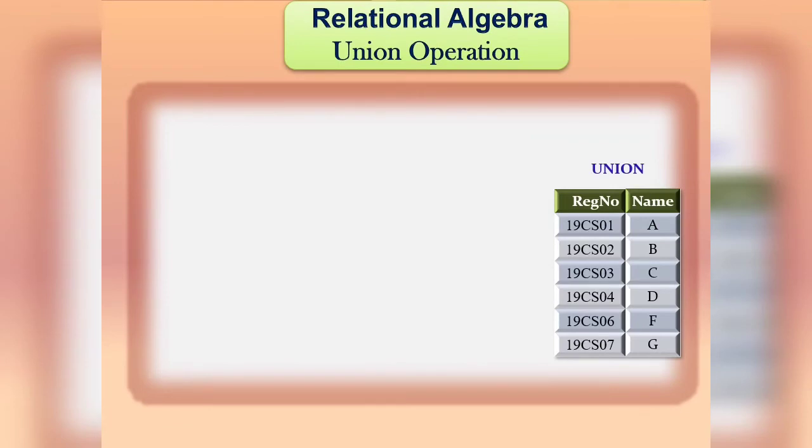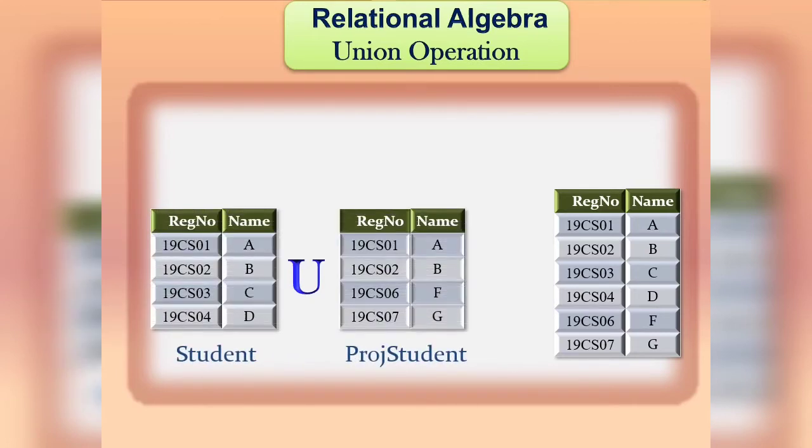Here we can see how the union operation is performed between two relations, namely student and project student. Student relation and project student relation each has two attributes, register number and name. To perform union over these two relations, they must be union compatible. It is clear that the two relations have the same degree, that is, two attributes each, and each of the corresponding attributes has the same domain. This implies that they are union compatible.